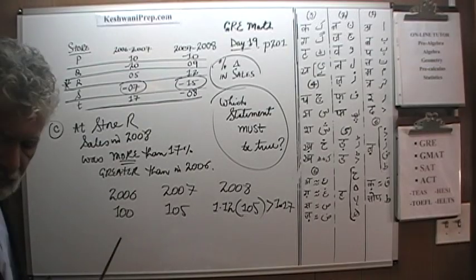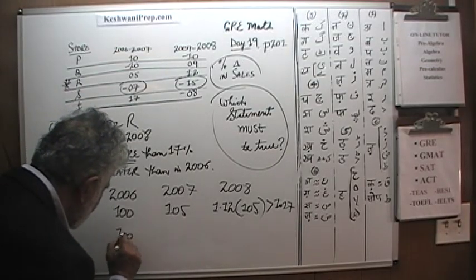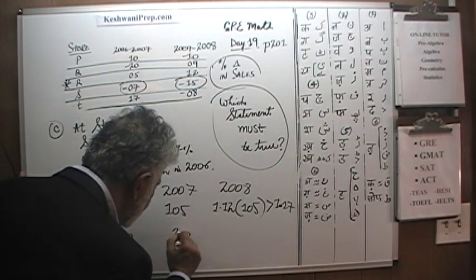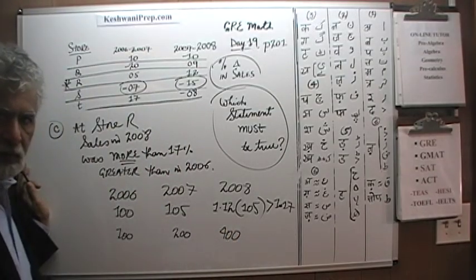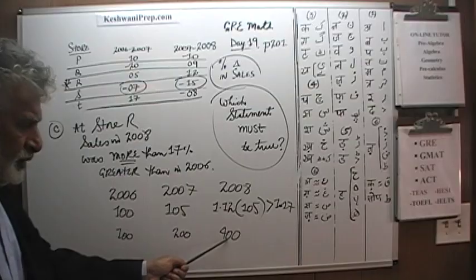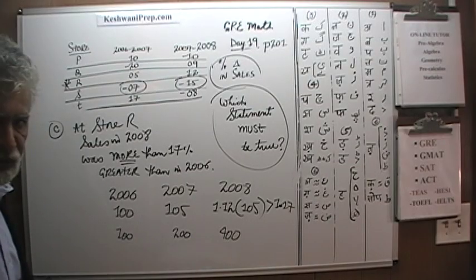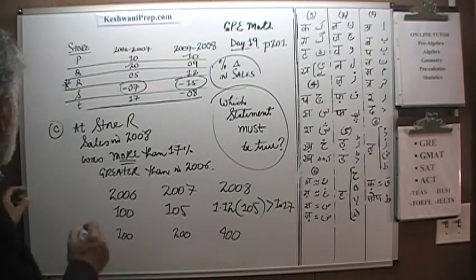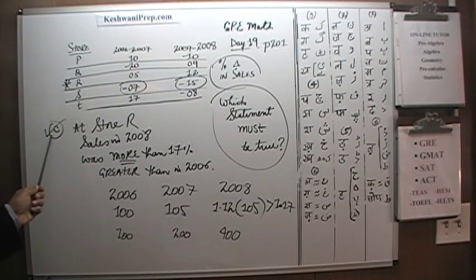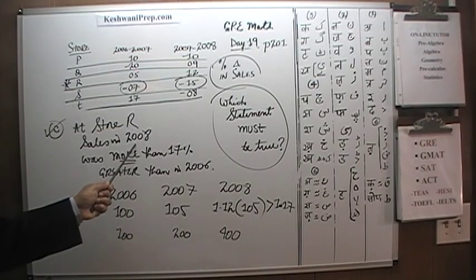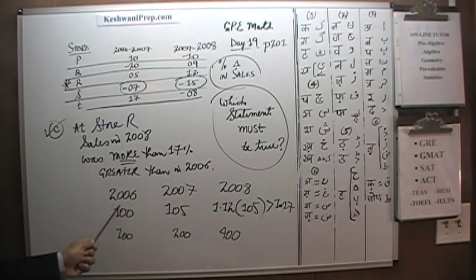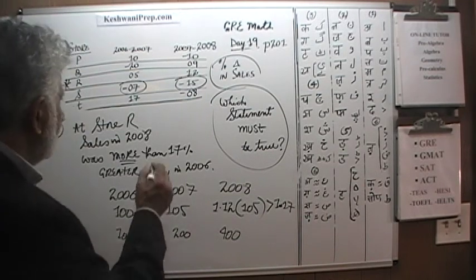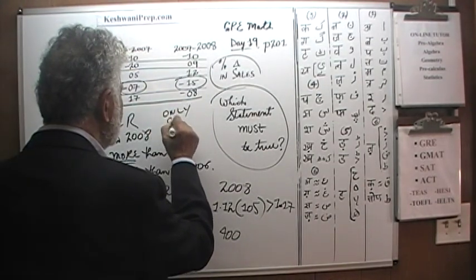Here's another very simple example. If you start with 100 and it goes up by 100%, it becomes 200. It goes up by 100% again, it becomes 400. It does not go up by 200%, it goes up by 300%, from 100 to 400, because the base has changed in the second period. So statement C claims that at store R the sales in 2008 was more than 17% greater than in 2006. That is true. Statement C is the only statement that is true. Only statement C.